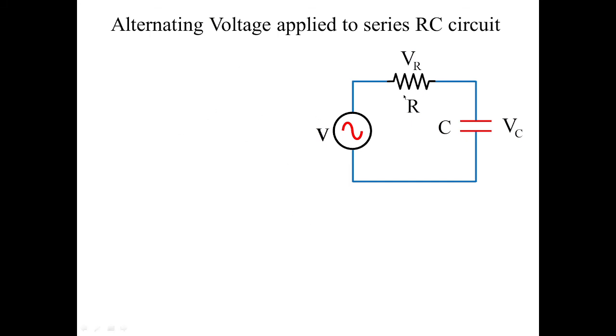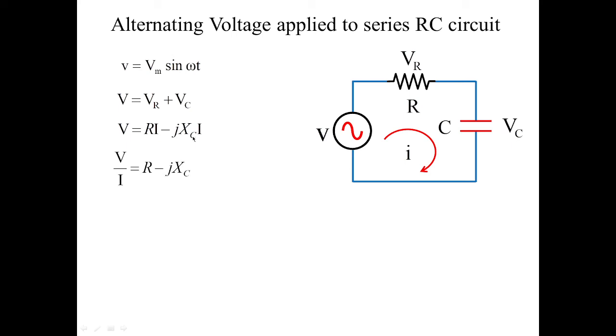Now let us go with the next circuit, that is the RC circuit in series combination with alternating voltage. So we know that V is equal to Vm sin omega t, and when the current passes through this particular closed circuit, we have V is equal to VR plus VC. Now we know that VR is equal to R into I and VC is equal to minus j XC I. Now XC represents the capacitive reactance of the network. When you take the current on one side, we are going to get the impedance of the network.